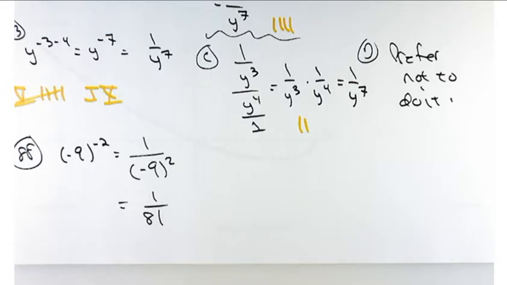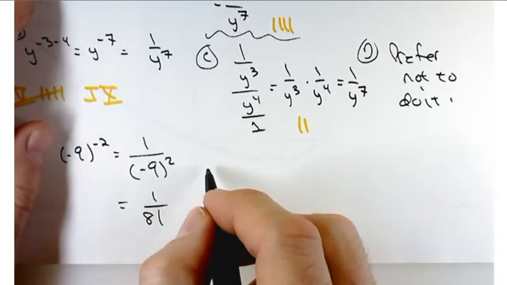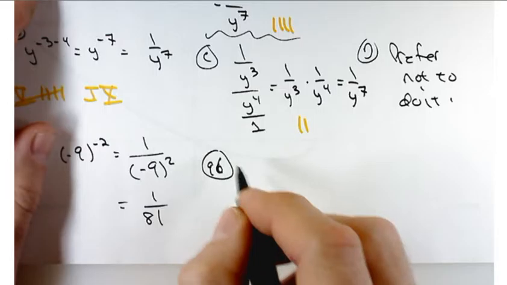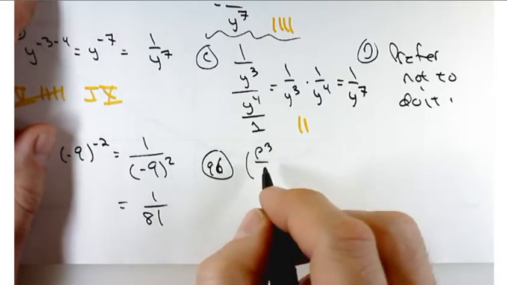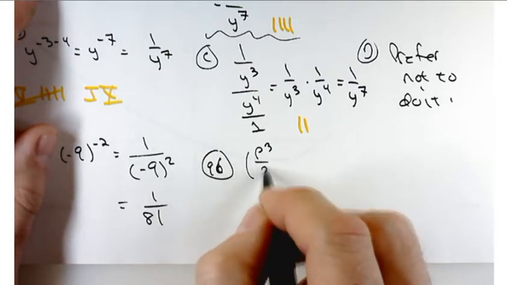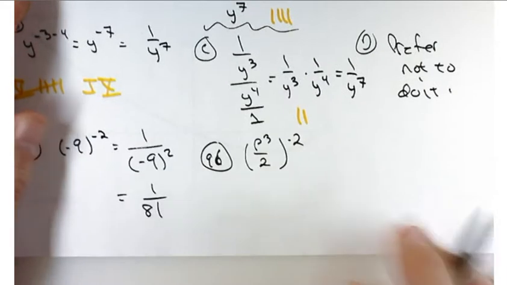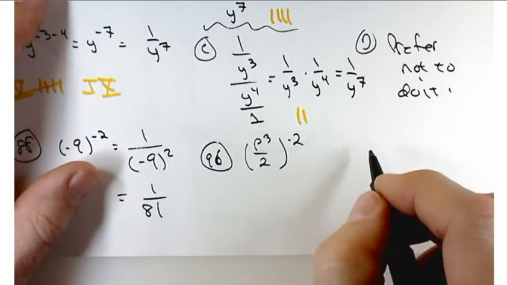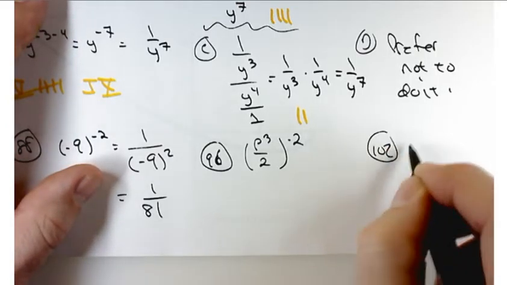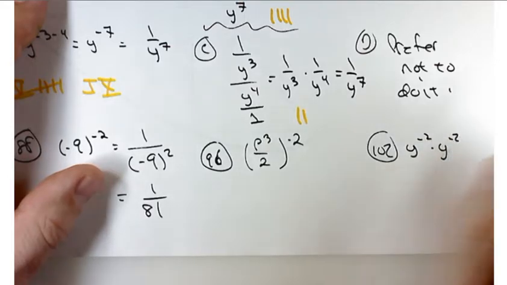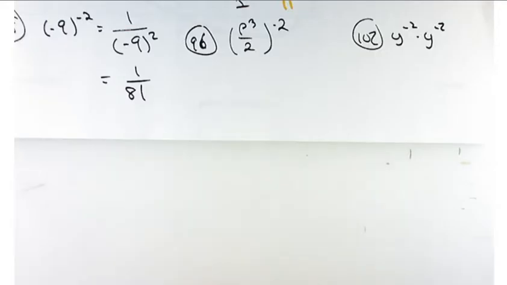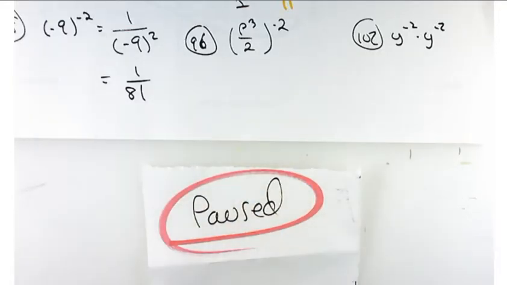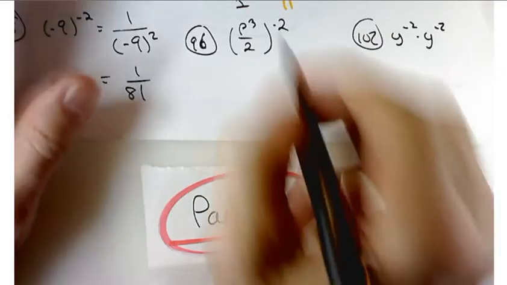Your turn for a couple. Problem number 96 and 102. 96 is p cubed over 2, raised to the negative 2nd power. Problem number 102 is y to the negative 2nd times y to the negative 2nd. So why don't you give those a quick go. Remember, the goal is to write these with positive exponents, and that is a negative 2 up here.